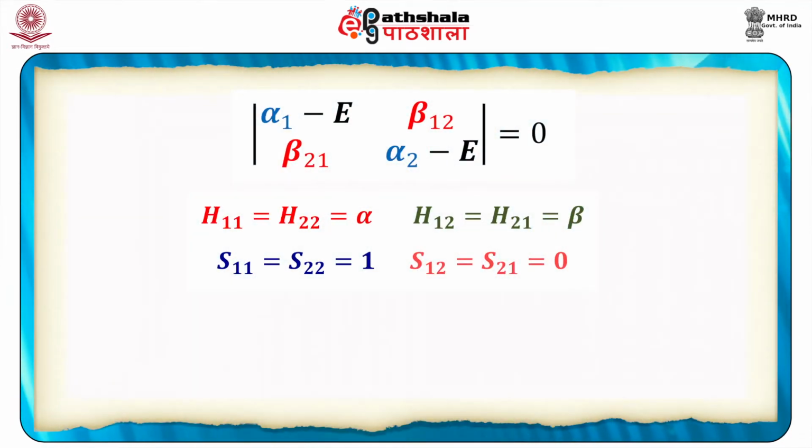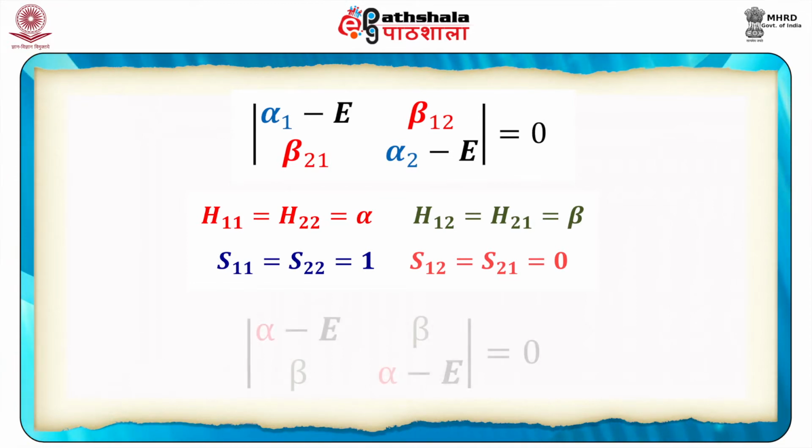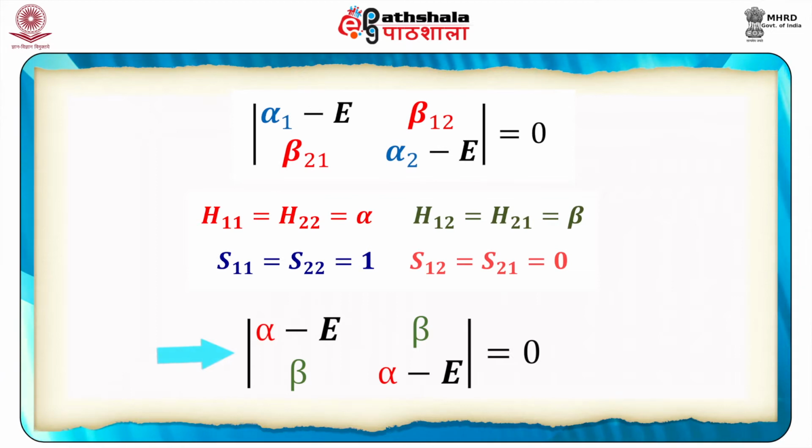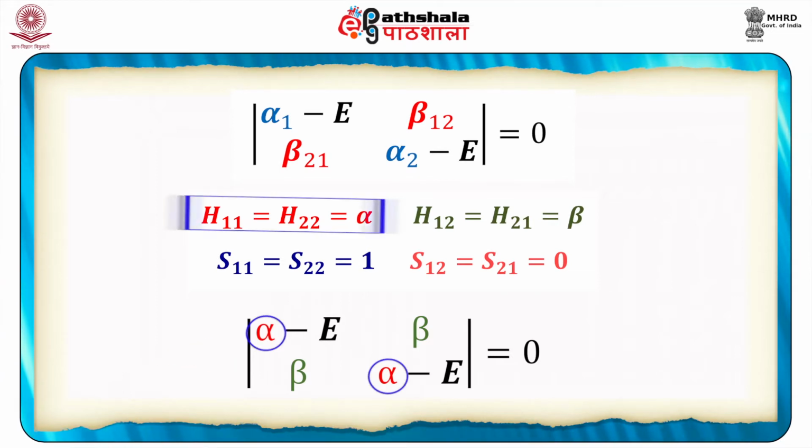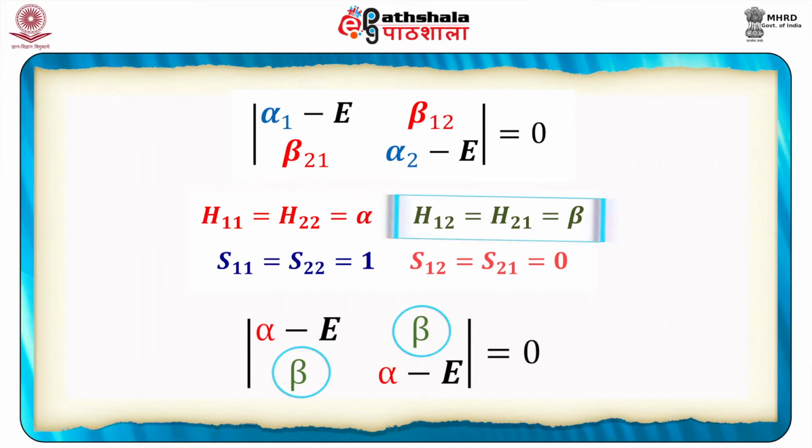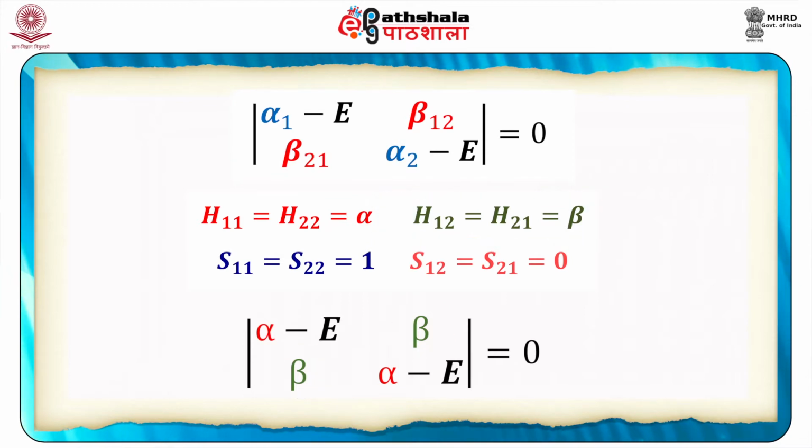You can see here the secular determinant now looks like alpha minus E, beta, beta, alpha minus E, and the determinant is equal to 0. Here alpha, as you already know, is basically the Coulomb integral, which is assumed to be the same for all the carbon atoms. And beta is the resonance integral, which, as you can see here, for carbon atoms which are directly connected has the value of beta, and for those carbon atoms which are not directly connected, it is basically assumed to be 0. Now, the whole problem in HMO basically reduces to solving this secular determinant.